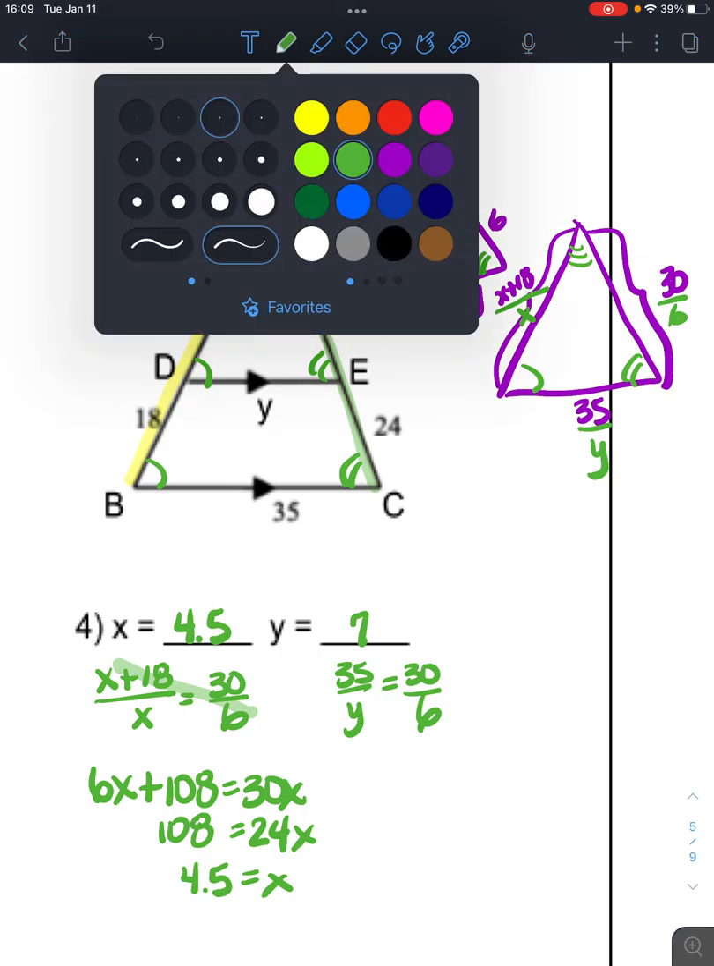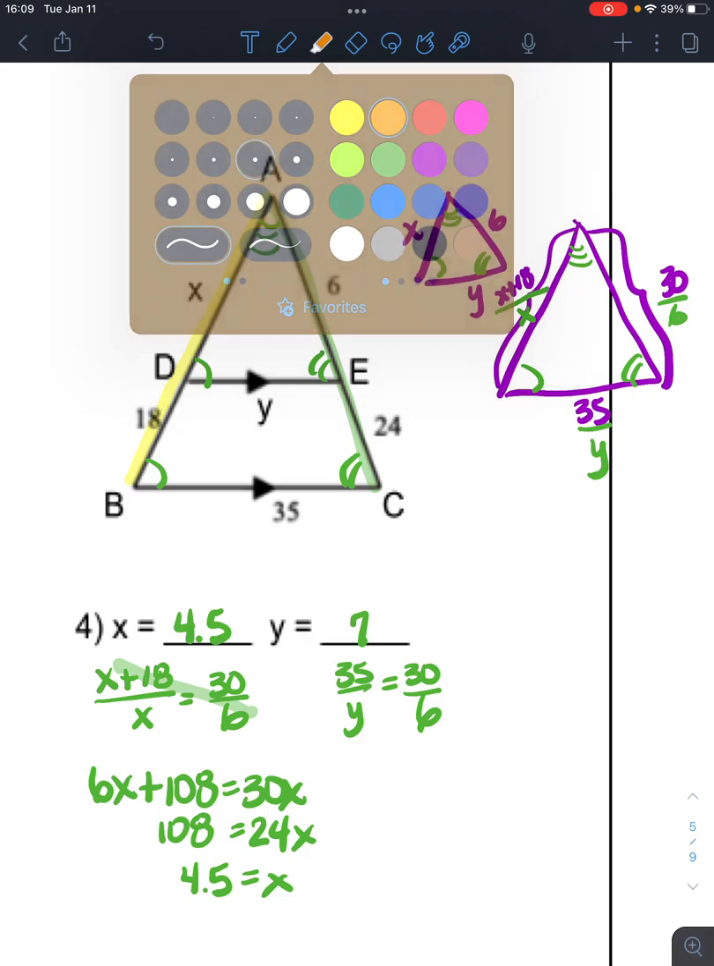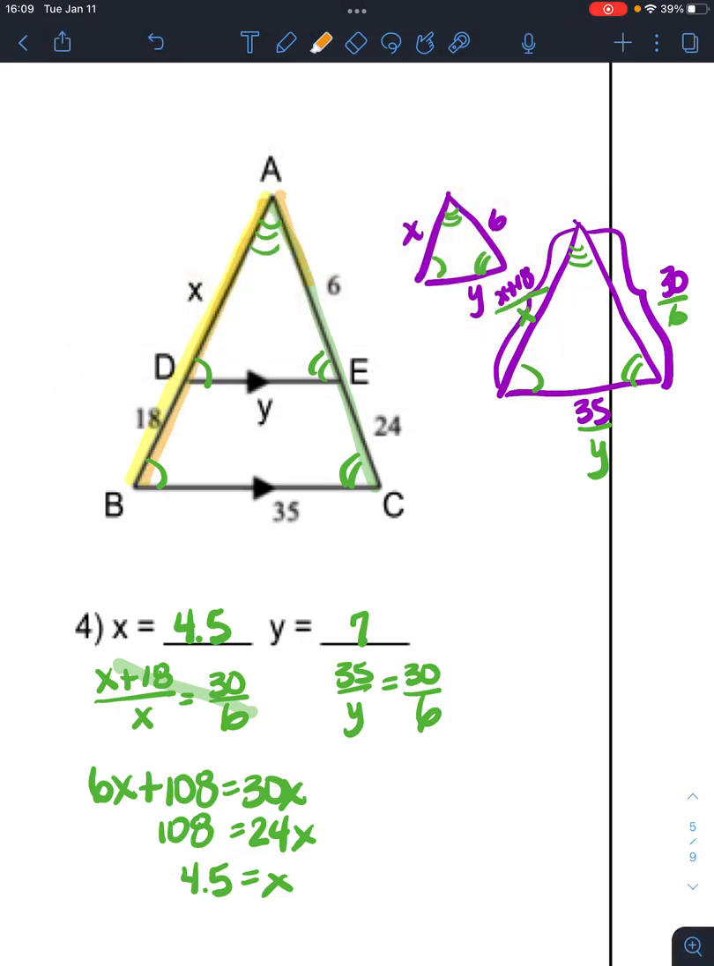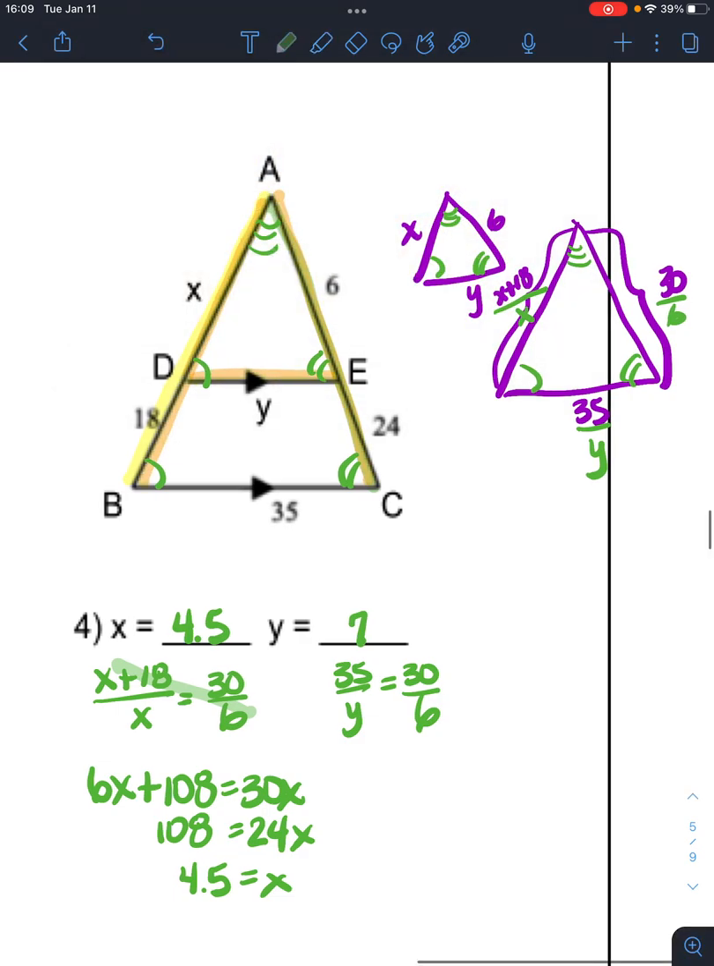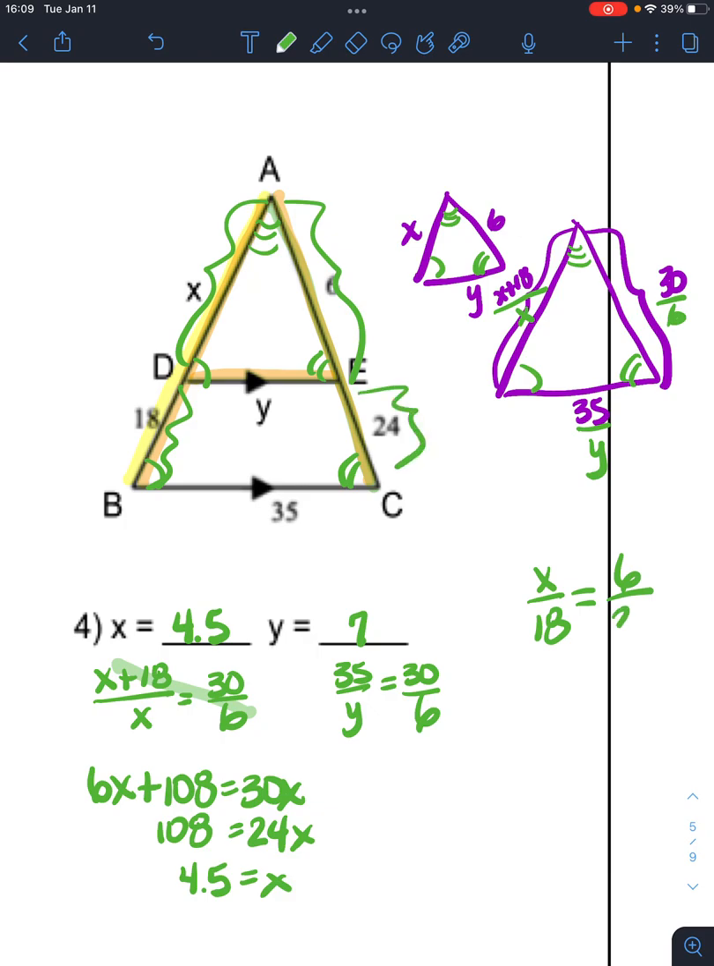Now, if you're in advanced, you might notice that these two sides have been split by DE. So this is the side splitter theorem, okay? And so you could have set up x over 18. X was the whole side of the little triangle. 18 is the part of the big triangle, and you can set that equal to the whole side of the little triangle is equal to the part of the big triangle. So you've got whole over part equals whole over part.